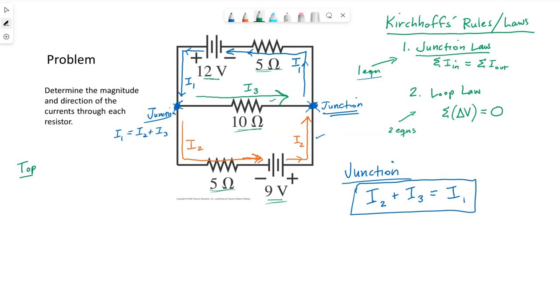We have 3 unknowns, so we only need 2 more equations. So we don't need to write out all 3 loops. Maybe I will write out all 3 though, just for practice's sake.